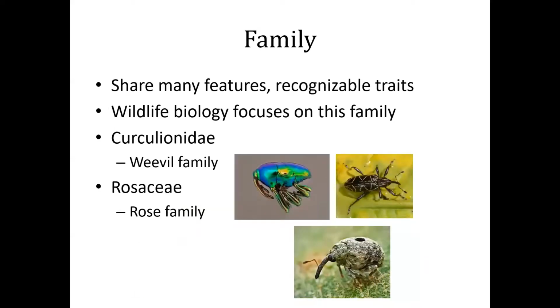Within orders, we have families. These have many shared features, recognizable traits. If you study wildlife biology, you'll focus on this level, the family. So for example, the weevil family. Amongst all the beetles, weevils are in their own family, Curculionidae. They have that long, extended rostrum, that snout, that hard outer shell. They're usually very small. They exhibit extreme plasticity in features depending on where you are across the globe, but they have that long rostrum.